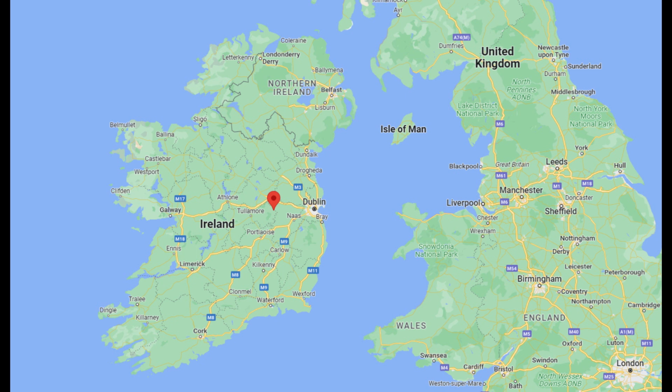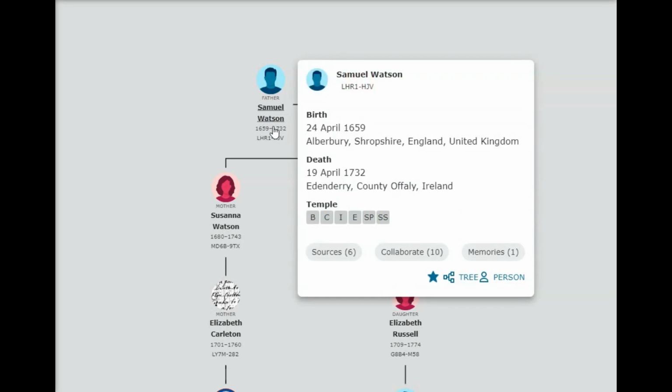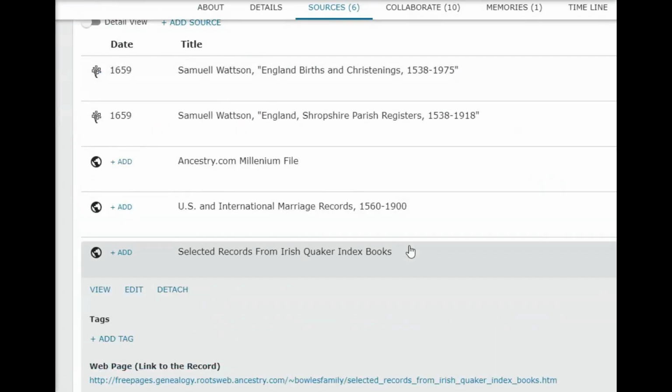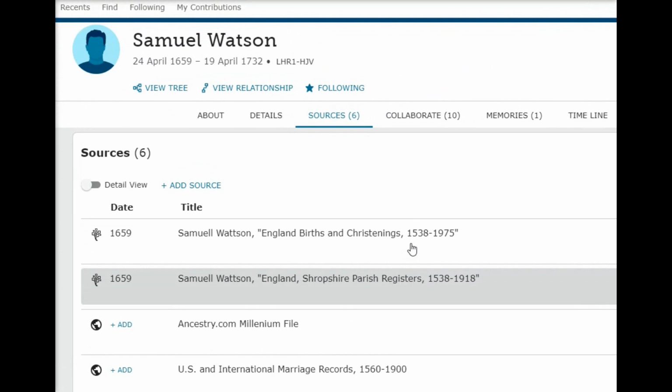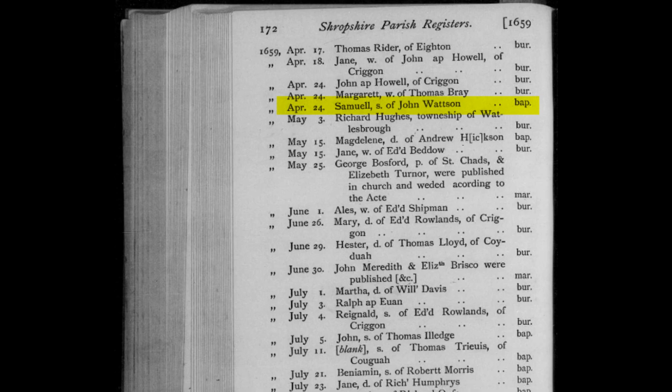Alright, so we're back in Ireland again between the years 1650 and 1740. And I'm curious when our ancestors joined the Quaker movement. Was that in Ireland, or was that after? I'll go ahead and check the sources to see if they are any help. England Parish Registers. Is that the Church of England? I don't know.